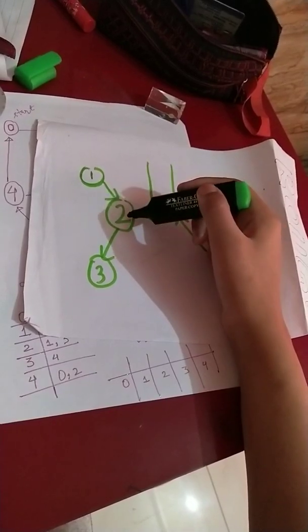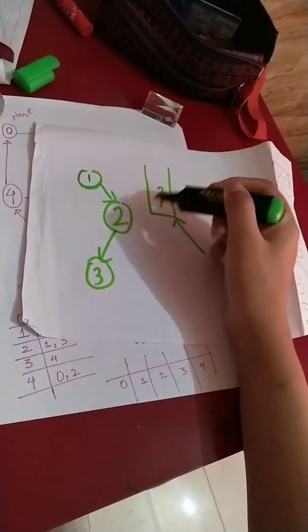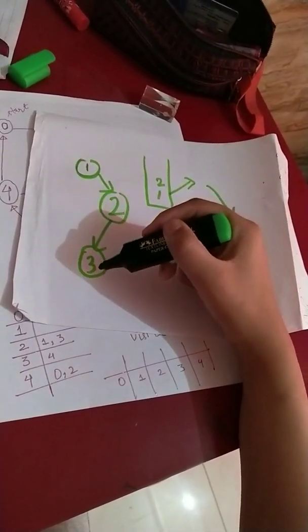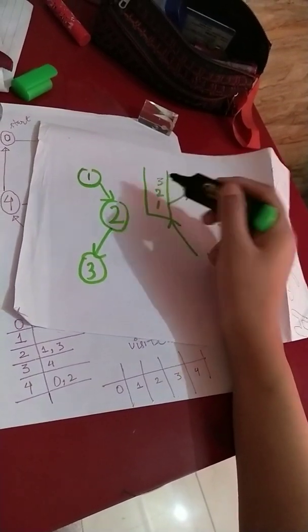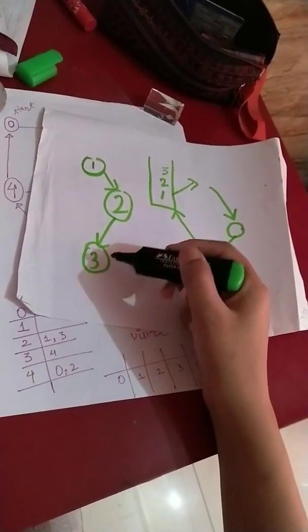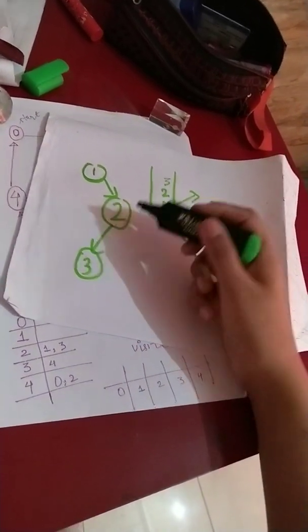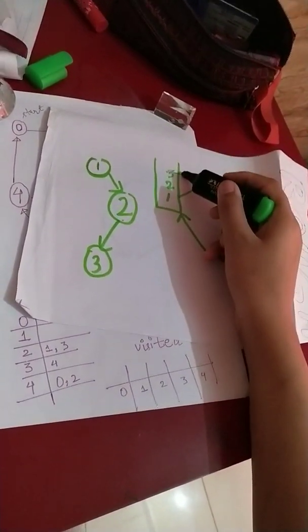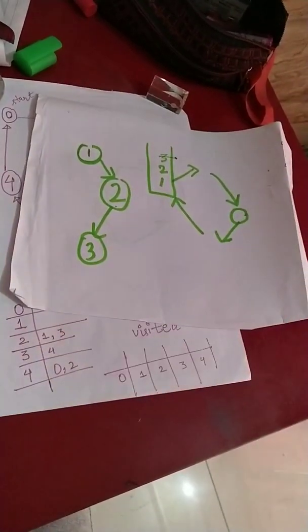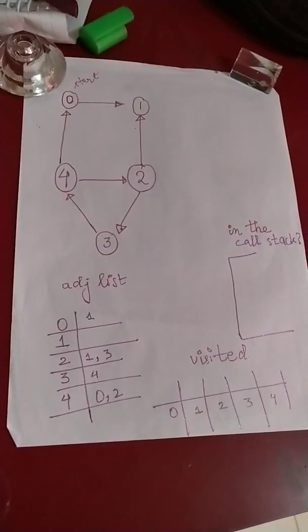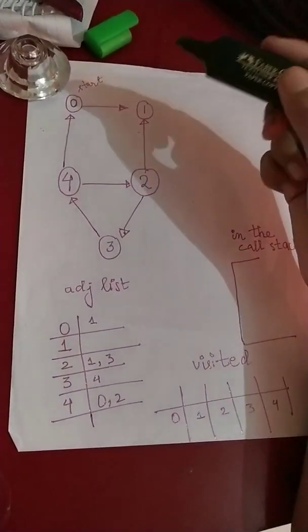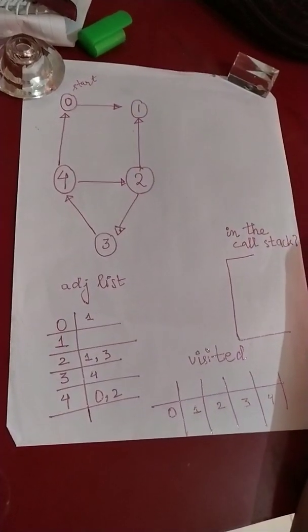From 1 I move on to 2, so I put 2 in my call stack. From 2 I move on to 3, so I put 3 in my call stack. From 3 I have nowhere to go, so I will trace back to the node from where it was called and pop it off from the stack. So this is what the call stack is. Now I can start exploring this graph in any way possible.